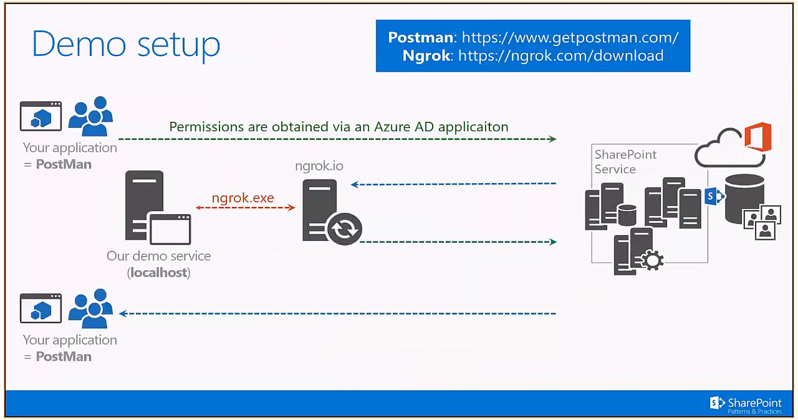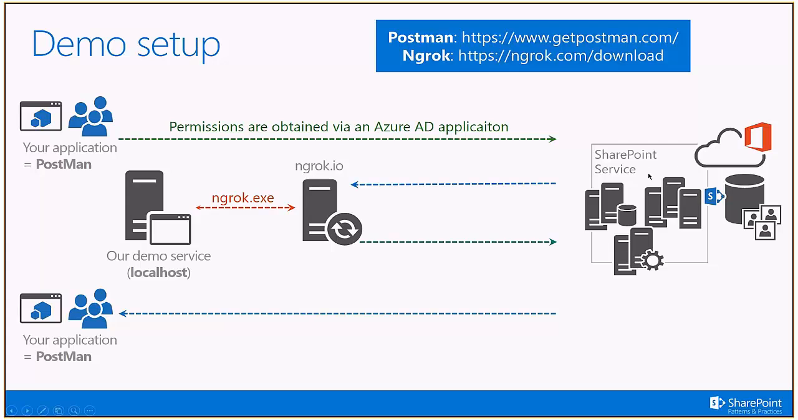Now, before diving into the demo, I want to explain a bit of the tools we use for the demo. In particular, we use two tools, Postman and ngrok, to enable this end-to-end flow. Postman, which you can grab via https://www.getpostman.com, is essentially a tool that can issue a GET request or a POST request. It's an easy way to issue those requests. So we're going to use Postman as the client to send requests to SharePoint.